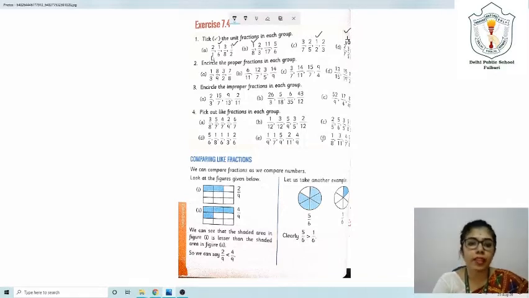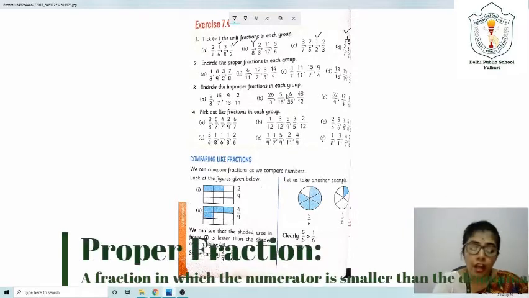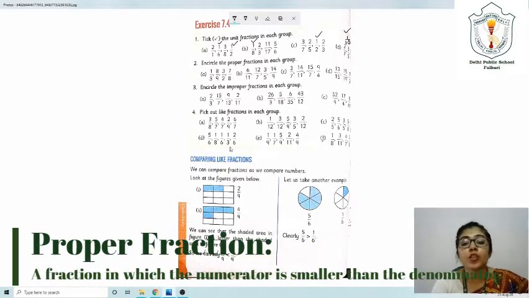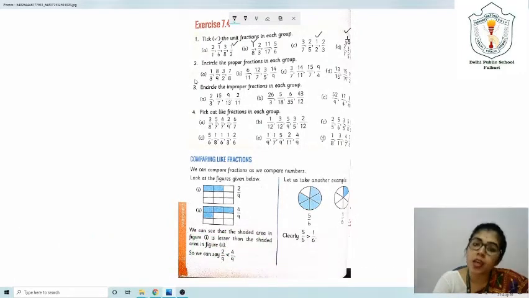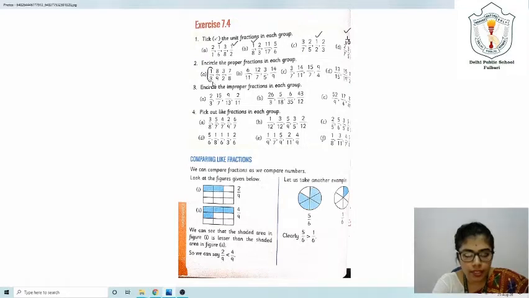Okay. Now we have to encircle the proper fraction. Now what is a proper fraction? A fraction in which the numerator is smaller than the denominator. That means the numerator has to be smaller. That is a proper fraction. So let us check A, 2A. We have 1 by 3. Is the numerator smaller? Yes. So let us encircle this.